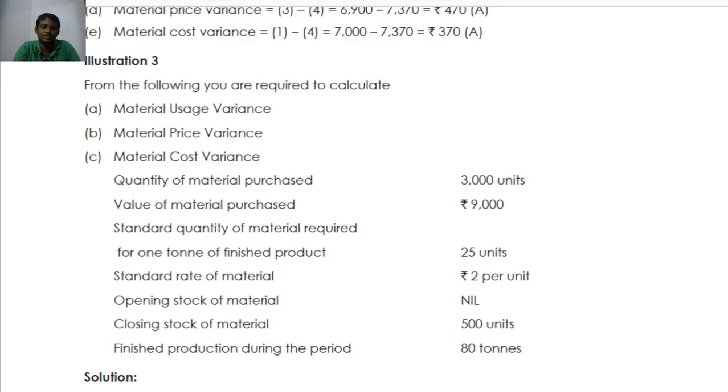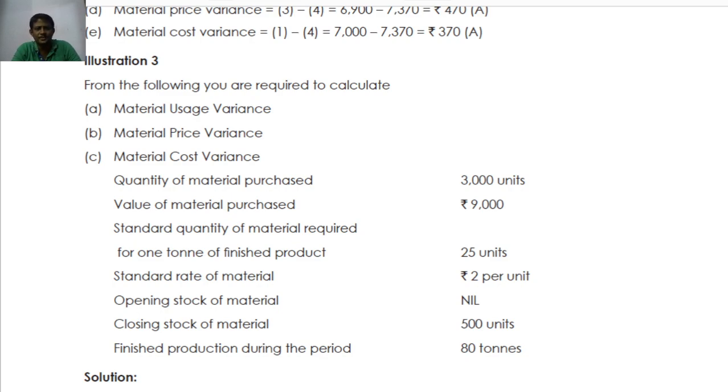What is the question? Quantity of material purchased. Purchased means they are purchasing some material, but how much they actually used, that only we have to take for standard costing. They will purchase whatever they want, but actually how much they used, that only you have to compare with standard.